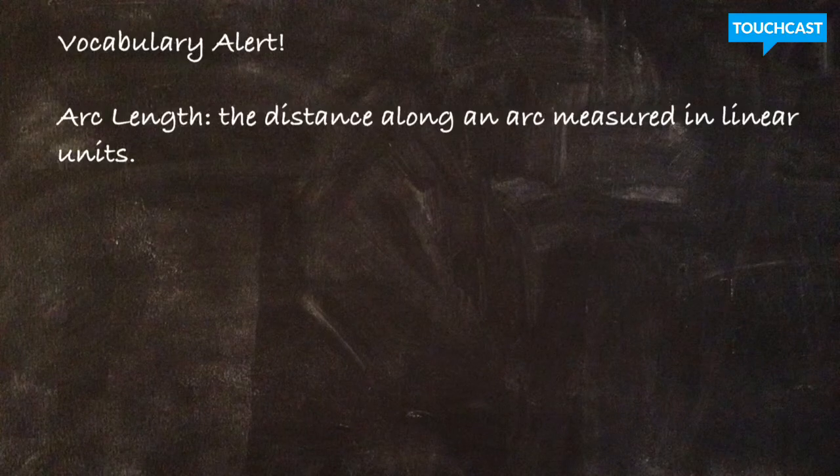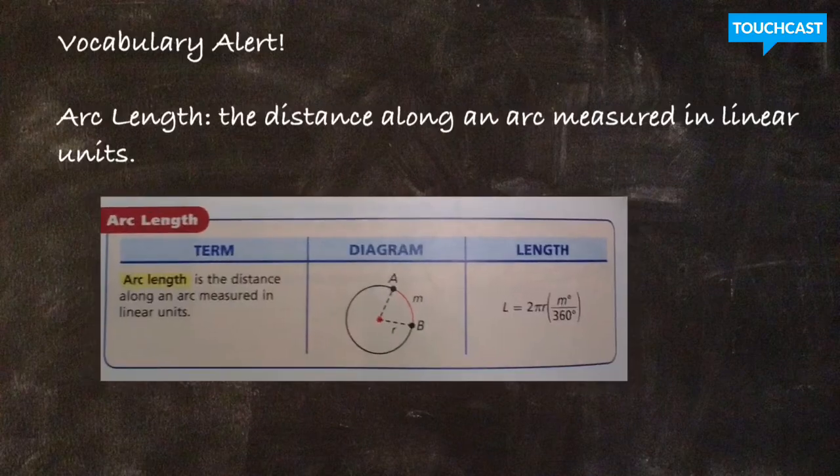So our next vocabulary alert, we're looking at arc length. Arc length is simply the distance along an arc measured in linear units. So we have a formula for that. If we're given a circle and 2 points on the circle, when we move around the circle from one point to the next, that is our arc length. Our formula to find the arc length is L, the arc length, is equal to 2 times pi times the radius times the angle of the arc divided by 360 degrees.